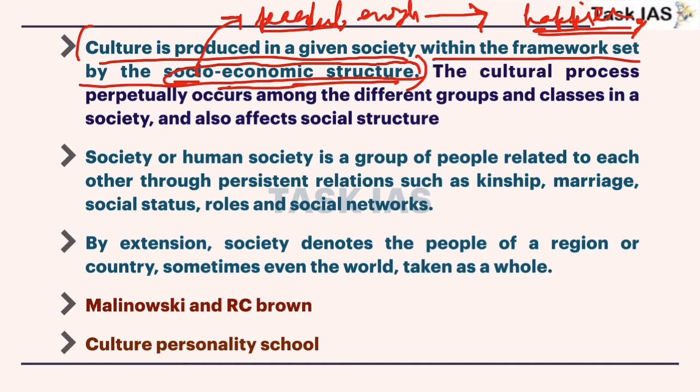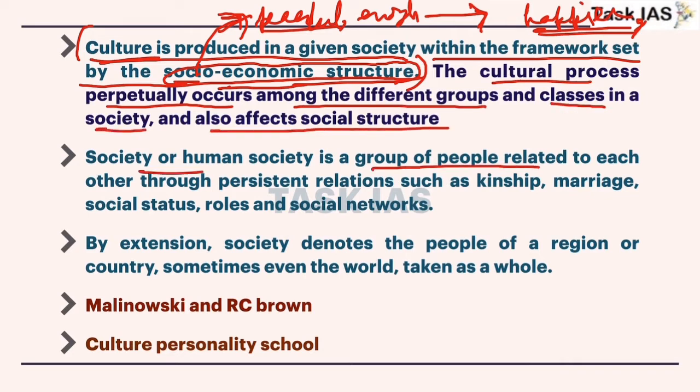Now think about how the socio-economic situation of any society also drives culture. So this impact and this relationship is complex. Now the cultural processes perpetually occur among the different groups and classes in a society and also affect social structure. Now society, or human society, is a group of people related to each other through persistent relations such as kinship, marriage, social status, roles and social networks.